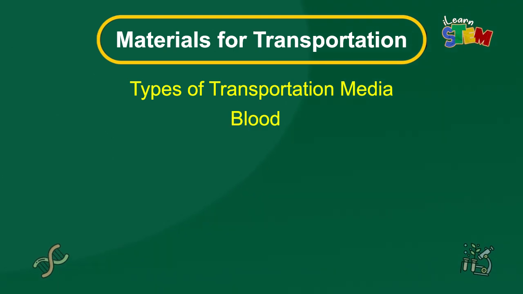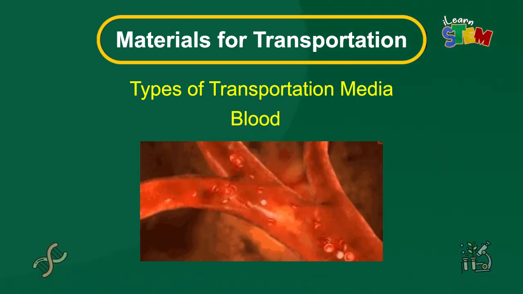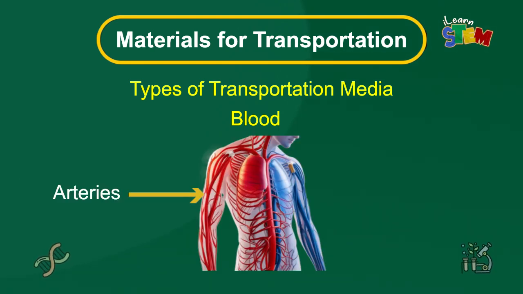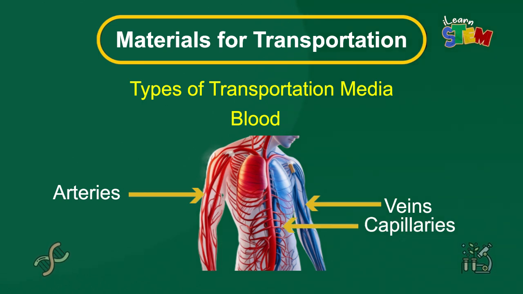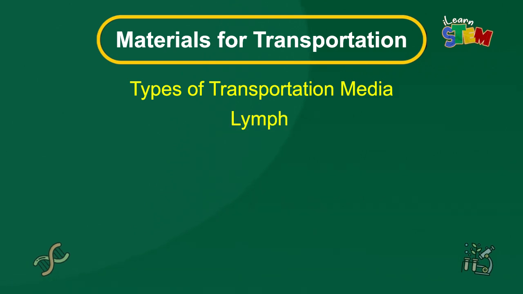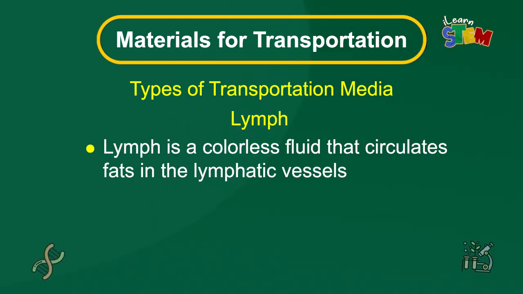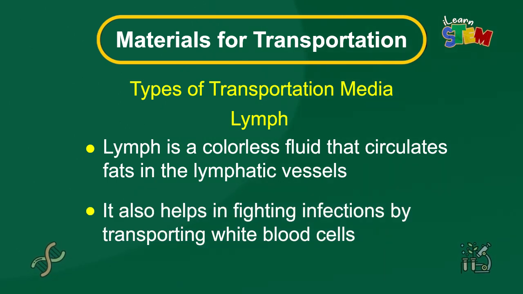Let's move on to the next type of transport media. That is the blood. Blood, in its fluid state, can move large materials over the entire body through the blood vessels such as arteries, veins, and capillaries from where they are produced to their destination. Next is lymph. Lymph is a colorless fluid that circulates fats in the lymphatic vessels. It also helps in fighting infections by transporting white blood cells.